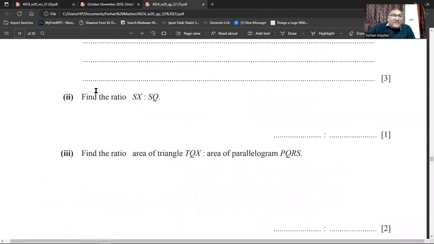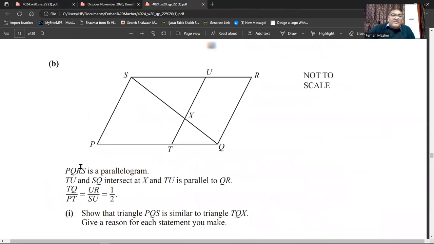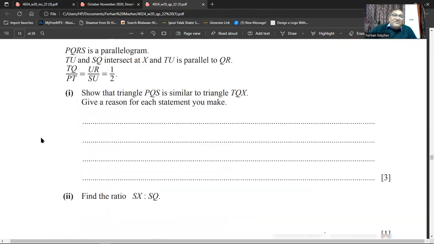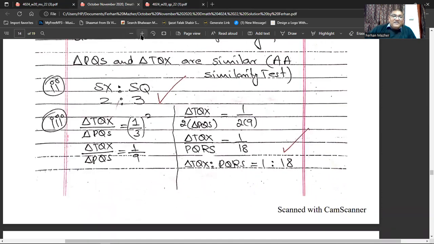Okay, so we are going to the next part. He says, find the ratio of the area of the triangle TQX to the area of the parallelogram PQRS. They are asking about TQX and the area of this whole parallelogram. What I will do is find the area of this triangle, and whatever the ratio is, if you double the area of this triangle, you will get the area of the parallelogram. So that is the strategy for how I am going to find this. Okay.